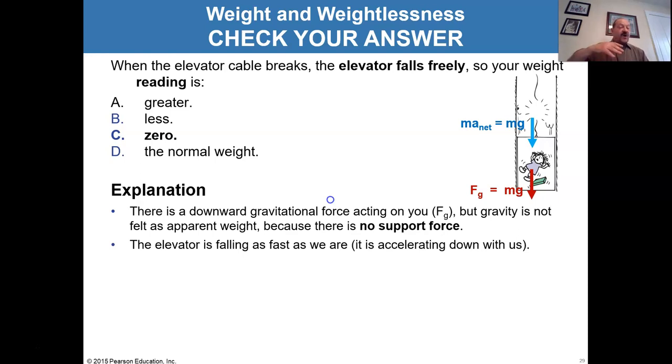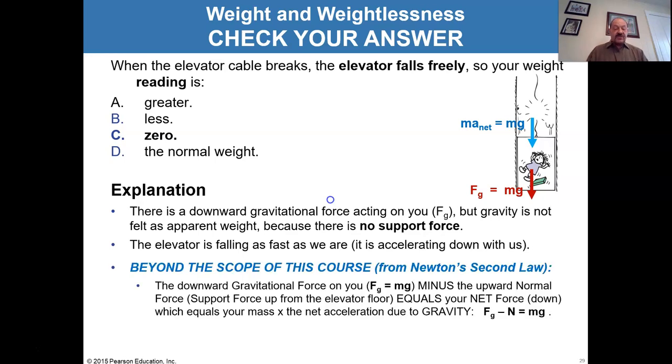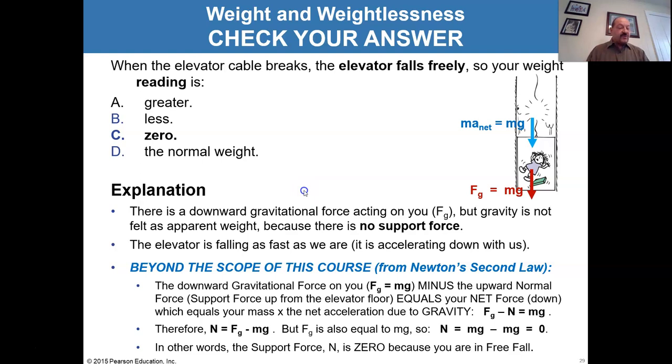There's no normal force here. The way you fall is the acceleration of gravity, which is due to your weight, m times g. So this is just saying that the force between the two is going to be equal in that case. When you have no support force at all, you feel like you're in free fall.